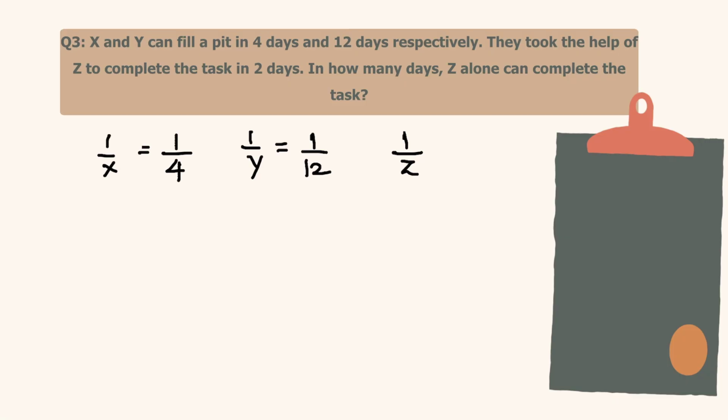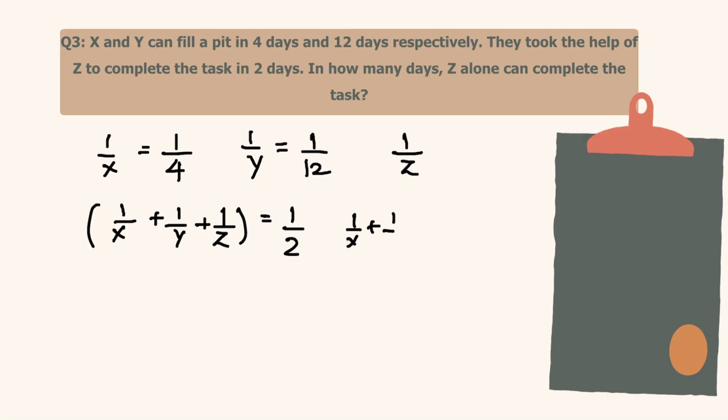So how do we write this? 1 by X plus 1 by Y plus 1 by Z into 2 equal to 1. Or we can write this as equal to 1 by 2. Together they will do 1 by 2 work in a day. Both are correct only. Isn't it? This is also correct. This is also correct.